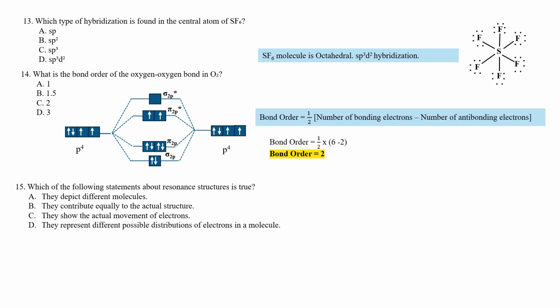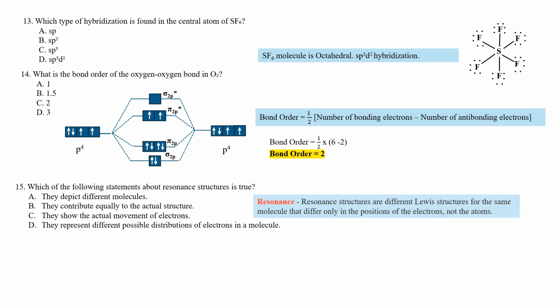Next, which of the following statements about resonance structures is true? What is the meaning of resonance? Resonance means all possible Lewis structures for a given molecule or ion. In these resonance structures, the atomic arrangement should be the same. The only difference is the position of the electrons, not the atoms.